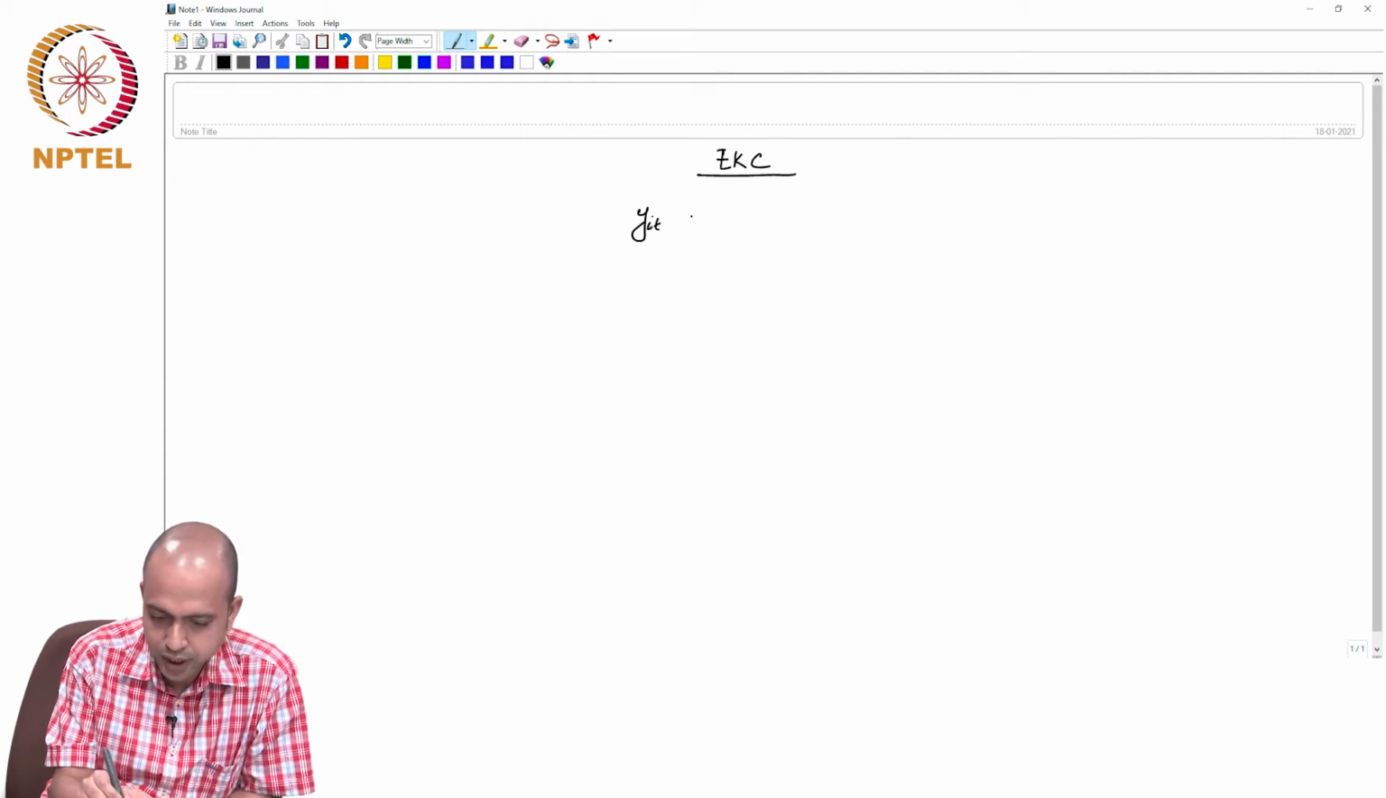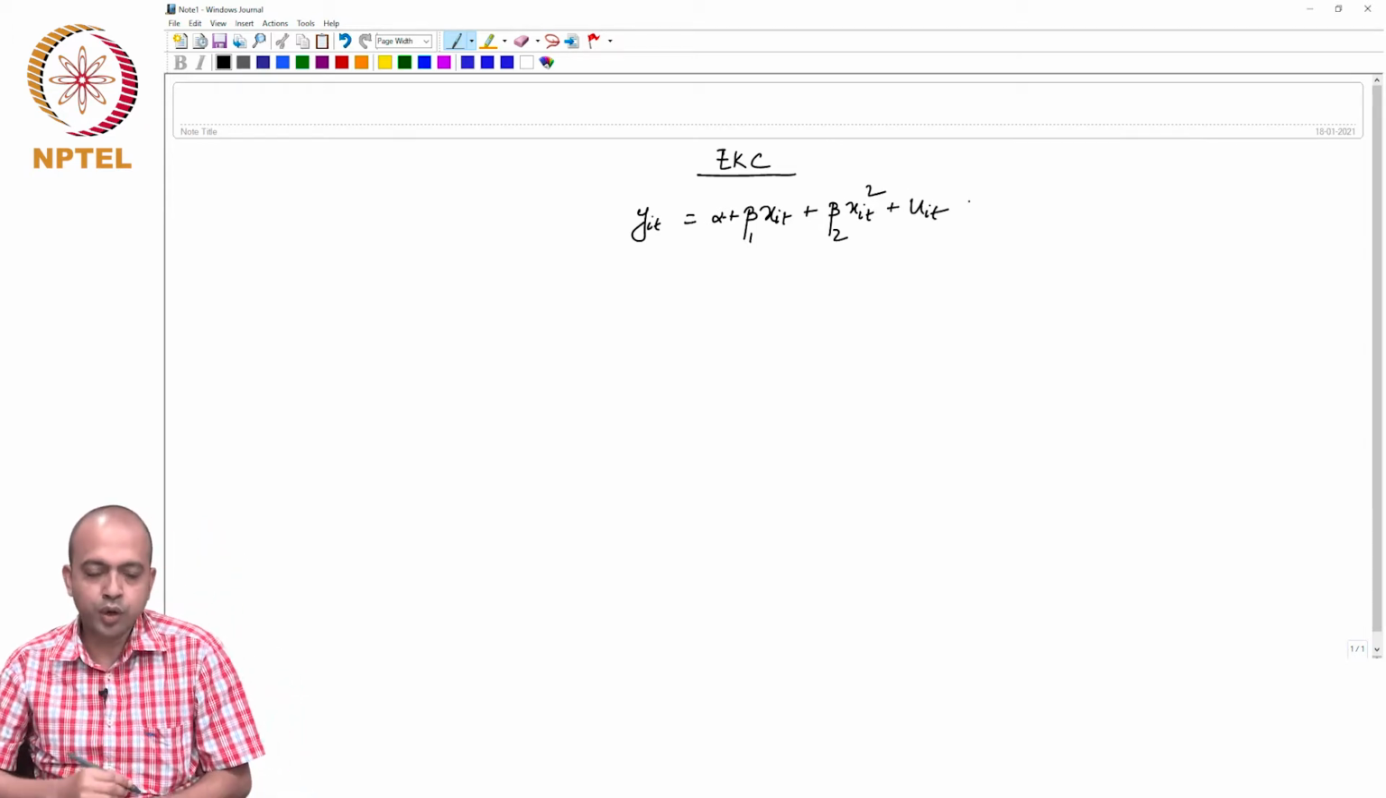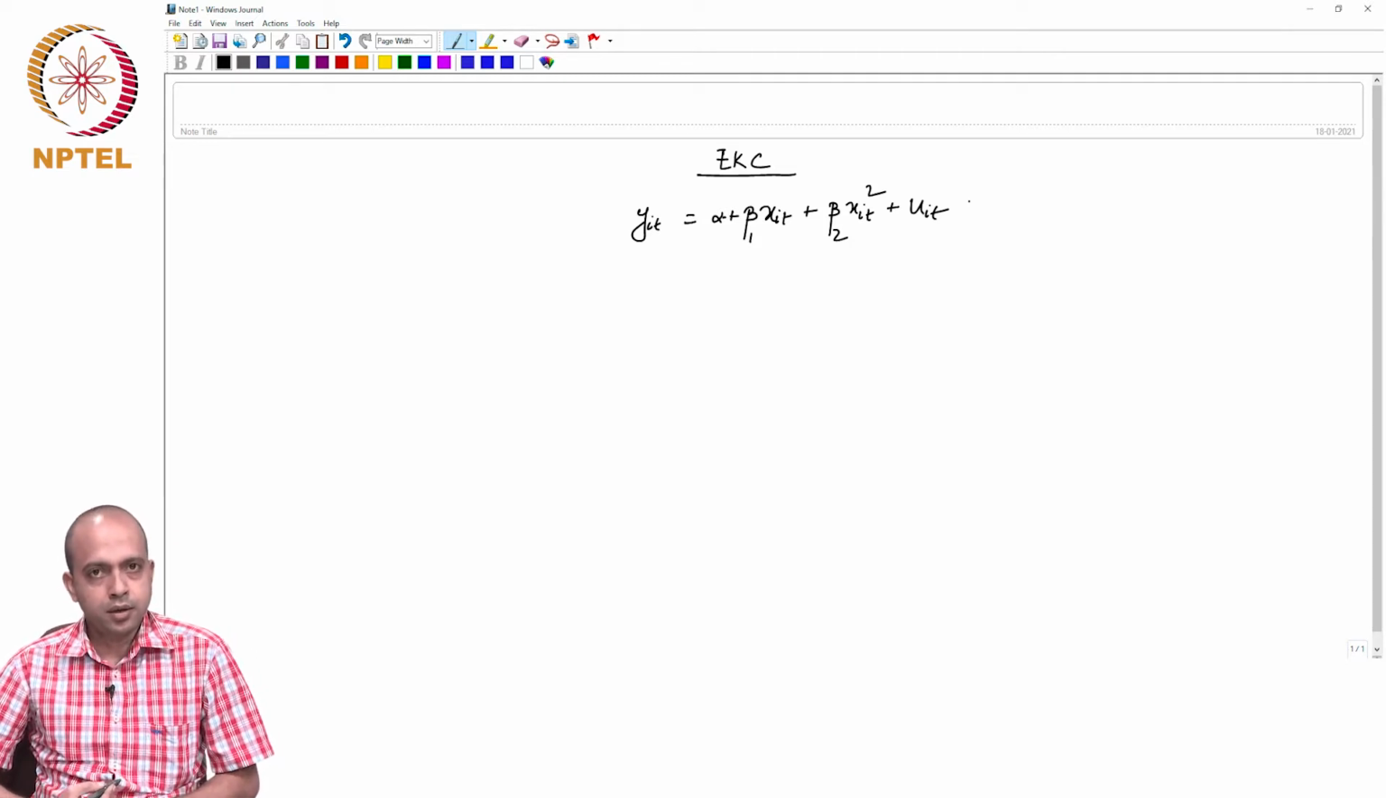Y_it equals alpha plus beta 1 X_it plus beta 2 X_it squared plus U_it, where Y_it is the environmental degradation and X_it is the income of a country and U_it is the error term which captures the impact of omitted variables on Y_it.